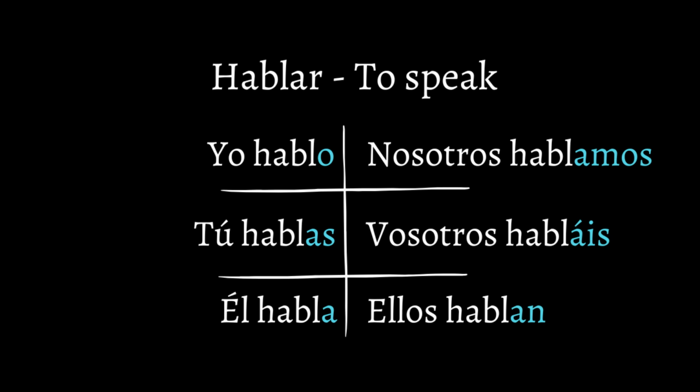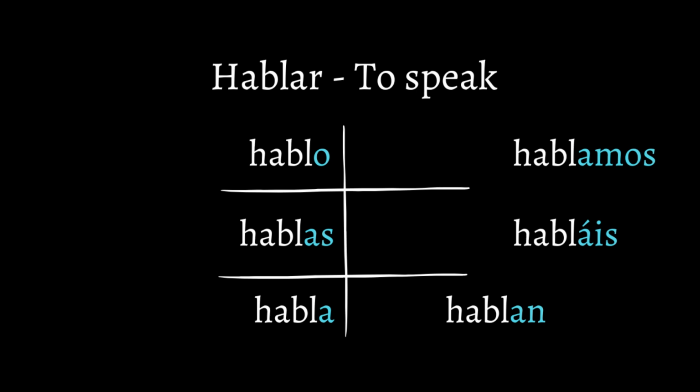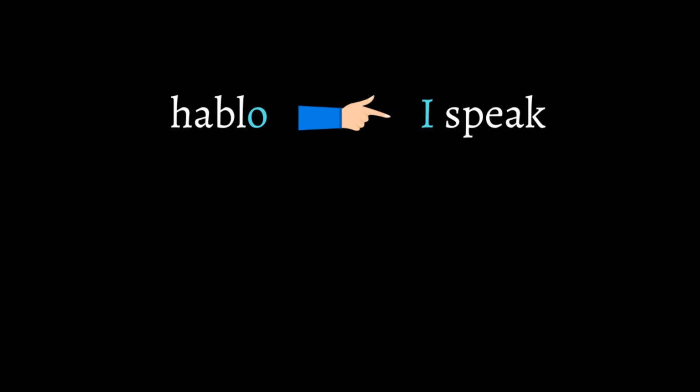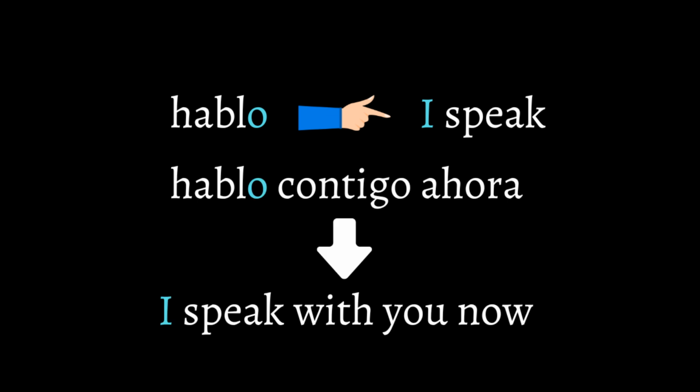Because Spanish has this concept, we can automatically know what the pronoun is based only on the conjugated verb, more specifically its ending. Therefore, we don't need the pronoun itself. For instance, hablo means I speak because the verb is conjugated with the ending o, telling us that it's in the present simple. We can extend the sentence by saying hablo contigo ahora, meaning I speak with you now. In either case, hablo means I speak using the pronoun yo.